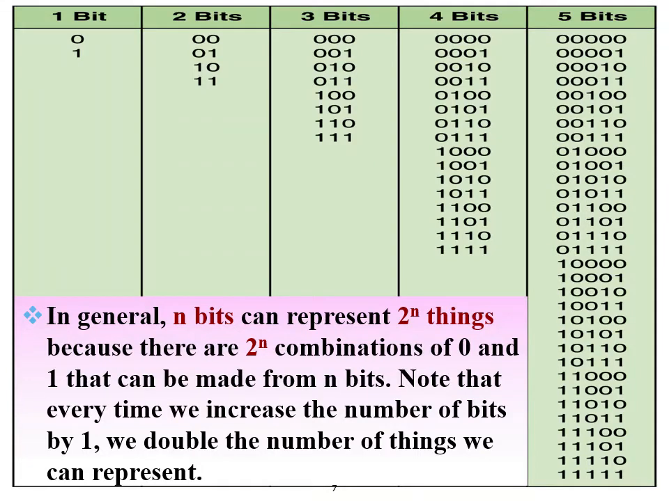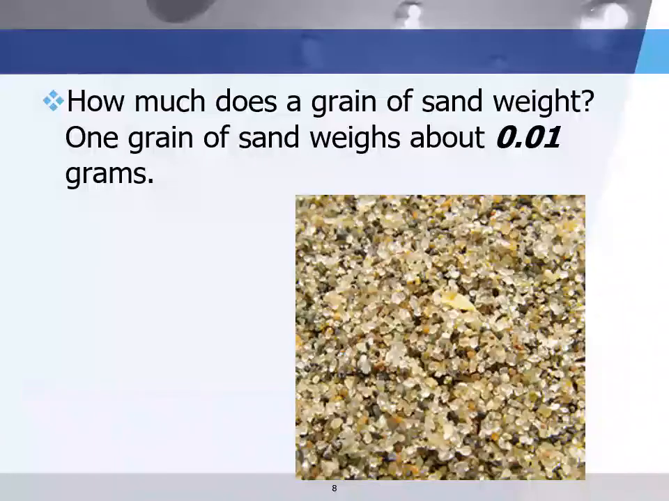Note that every time we increase the number of bits by 1, we double the number of things we can represent. You may think binary is not as powerful as decimal, because decimal has 10 different digits. Why don't we just use decimal to represent the data in the computer? It's because it's very difficult to design devices that have 10 different states, but it's quite easy to design devices to have only 2 states. And sometimes simple means power.